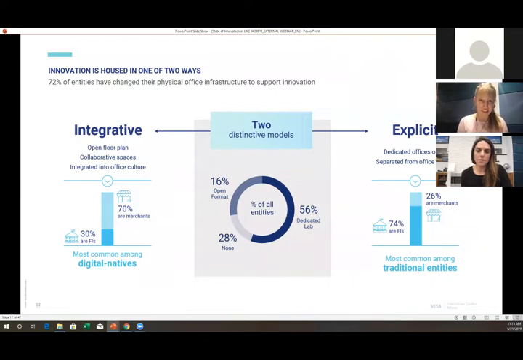And what characterizes these companies is that instead of an explicit innovation center, they have an open floor plan. They have developed collaborative spaces for different teams to work together. They've integrated innovation into their office culture, and innovation is in the job description of almost everyone at their company. So depending on how your company is structured and your history, you may need to incorporate innovation in different ways. But we can see that our digital companies have this integrative approach, and our more traditional companies have this explicit approach.